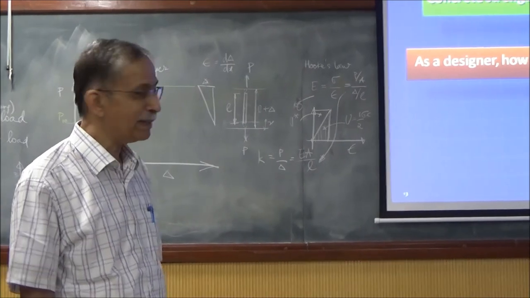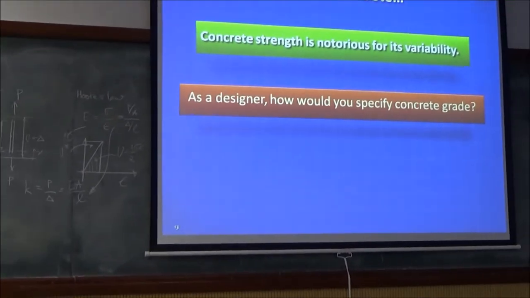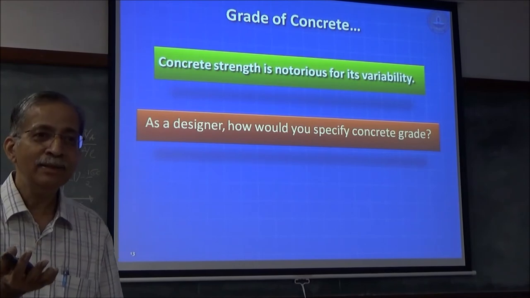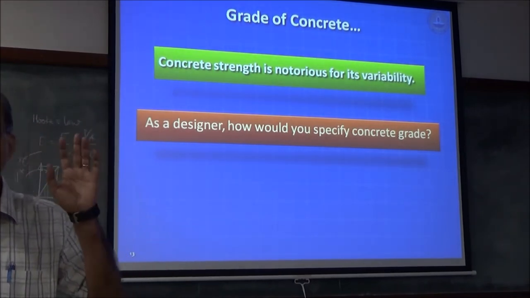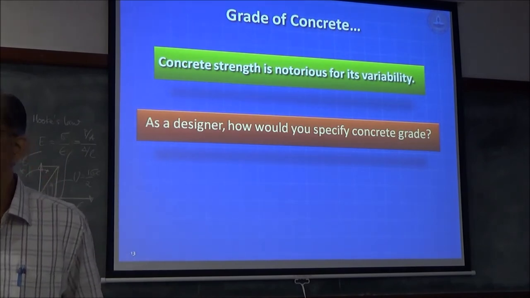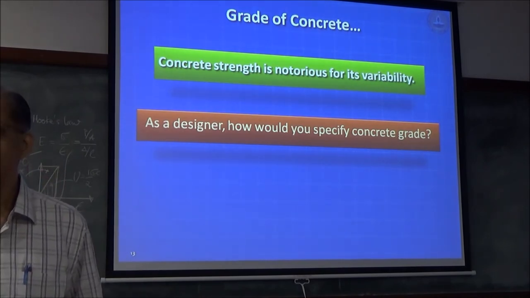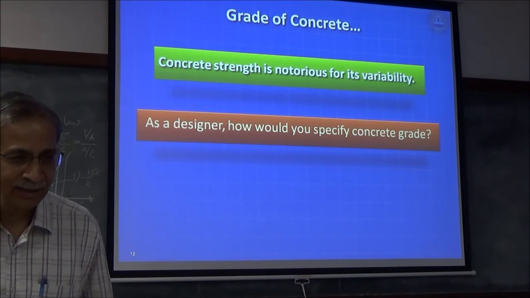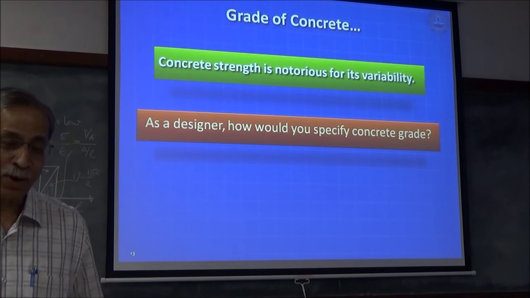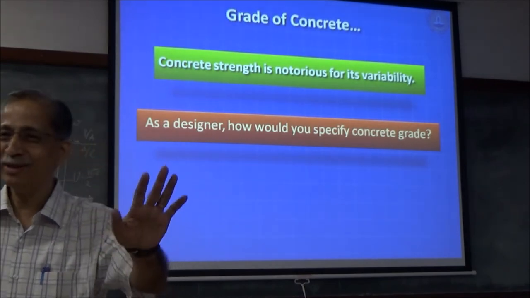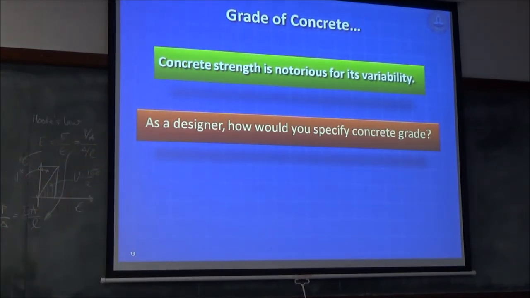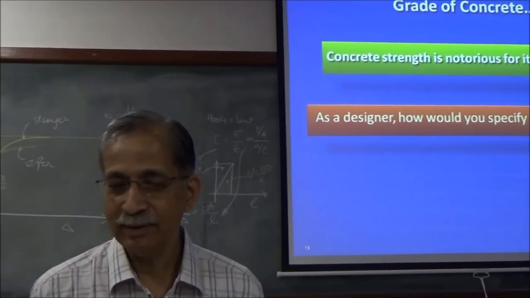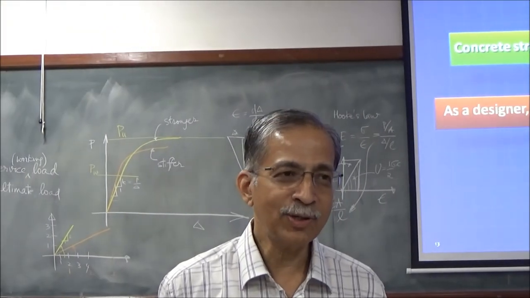As a designer, how would you specify concrete grade? You say M. M what? M30, shall we say. M30 concrete. What does it mean? 30 is the characteristic strength of concrete. What is that characteristic strength? Compressive strength of concrete. Does that mean if I test all the cubes, I'll get 30?